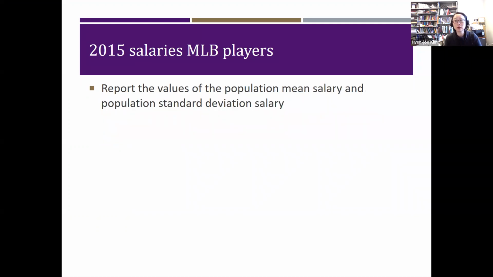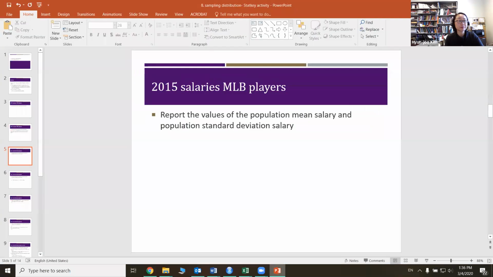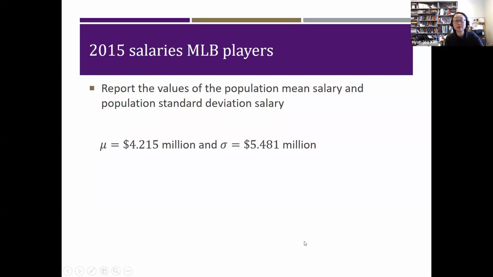Second question I want you to think about is, what are the population mean salary and population standard deviation salary? This information is also available on the right-hand side of StatKey. Here is the mean salary. So it's a little over 4 million. The standard deviation is a little over 5 million. Let's be a little bit more specific.